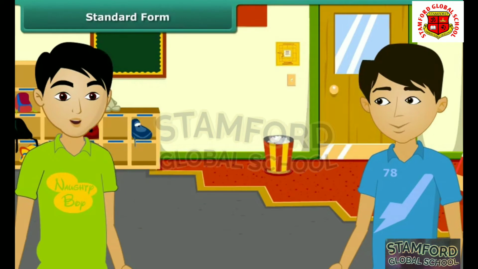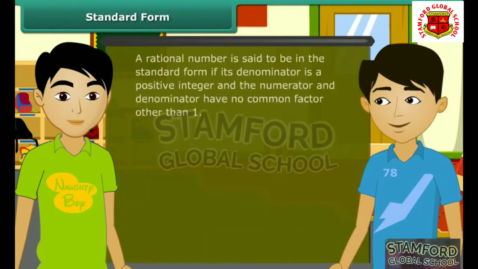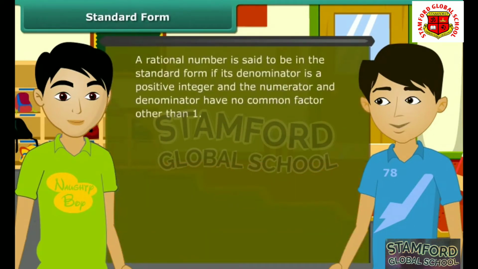Now read this statement. A rational number is said to be in the standard form if its denominator is a positive integer and the numerator and denominator have no common factor other than 1. That is, these all rational numbers are in the standard form. Yes, because their numerator and denominator have no common factor other than 1. And if the numbers are not in the standard form, then they are reduced to standard form.